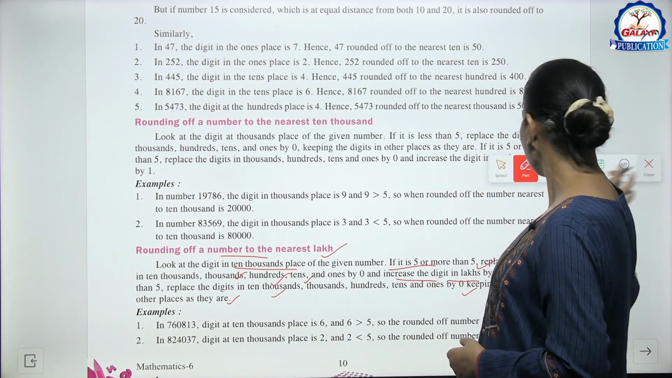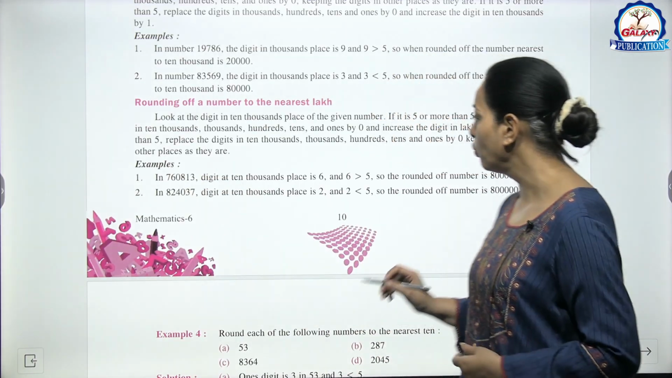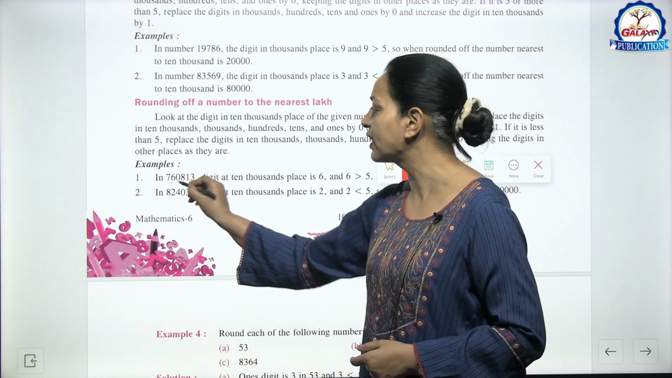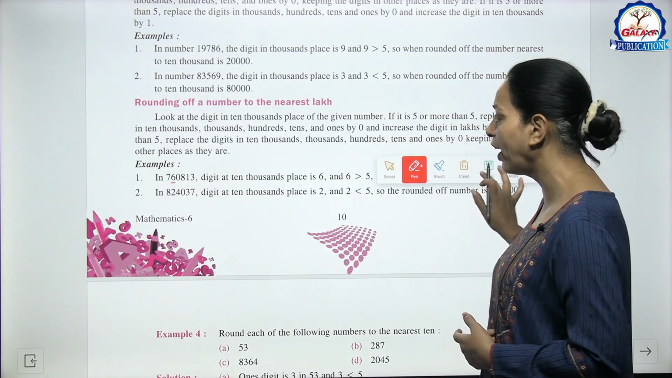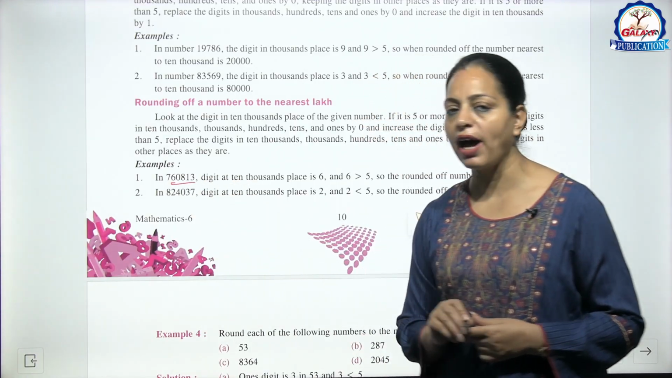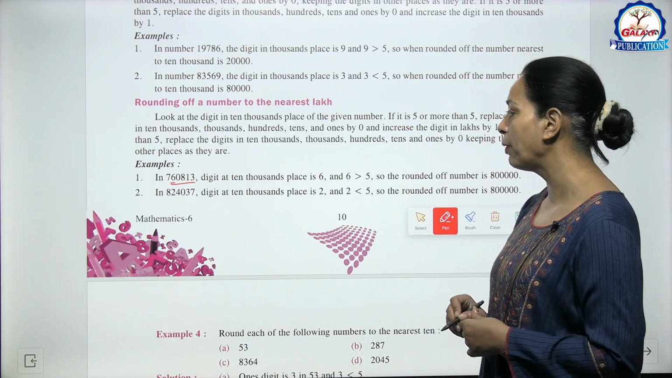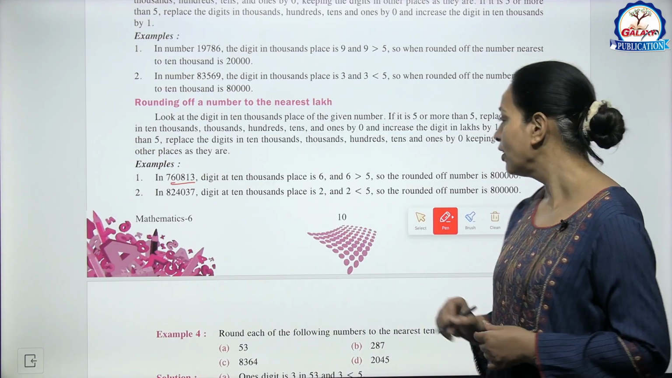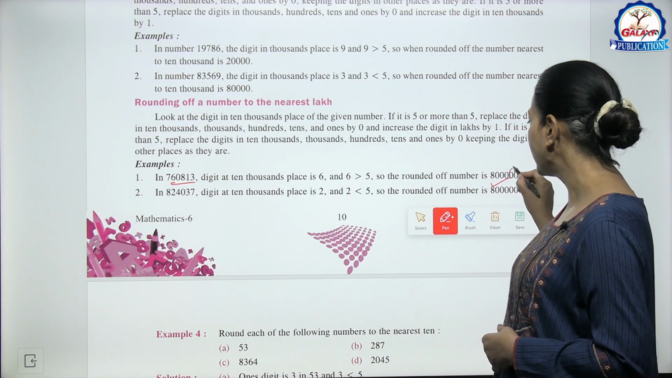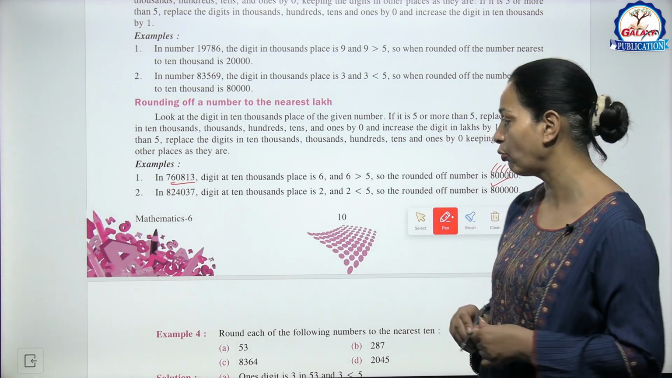See some examples, like example 1 here. In this number you can see digit at 10,000 place is 6. Okay, it is more than 5. So what to do? हम क्या करेंगे? इन सबको 0 बना देंगे and 7 को increase कर देंगे by 1. 7 plus 1, that is 8. So what will you get? You will get 8 lakh, right?